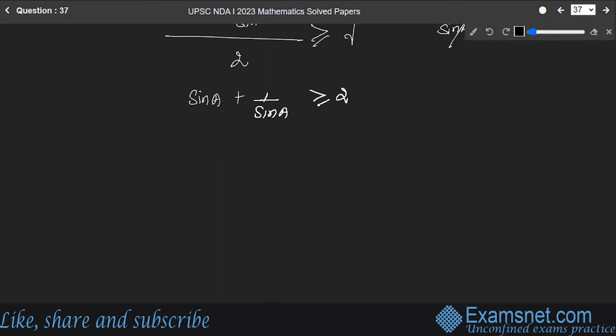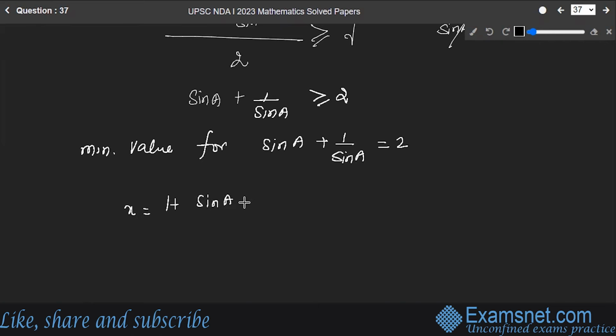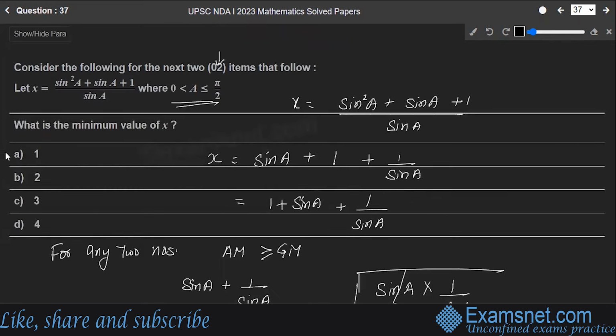So the minimum value for sin A + 1 upon sin A will be 2. But your x was equal to 1 + sin A + 1 upon sin A, which means the minimum possible value for the given expression x is 3. So we have option C as the correct answer. Hope you understood this question. Let's move to the next question, number 38.